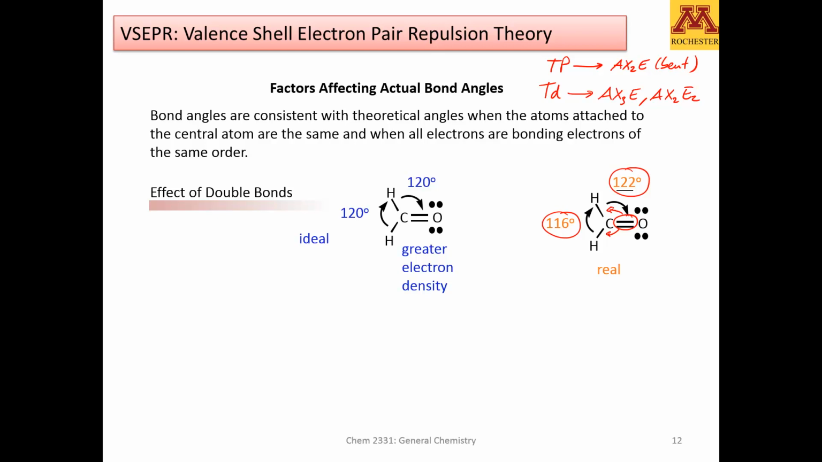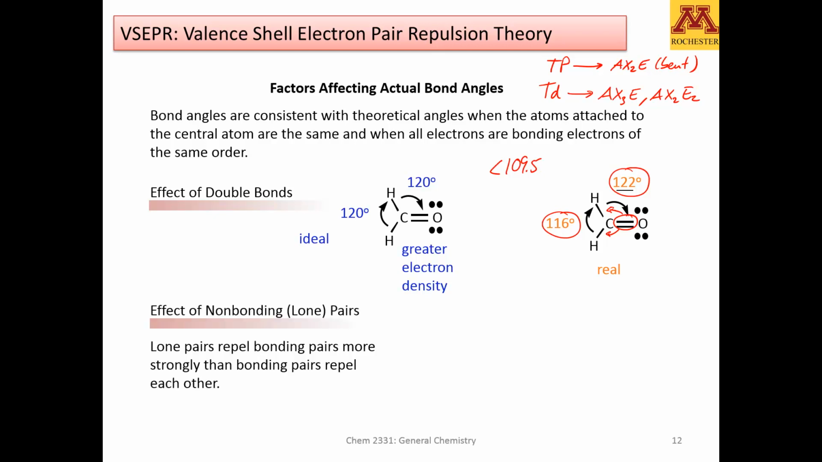And this is why, for example, if you think of other examples coming from the tetrahedron, you will see that when you see a double bond, the angles will be smaller than the ideal 109. Okay. A very similar effect is the effect of lone pairs.